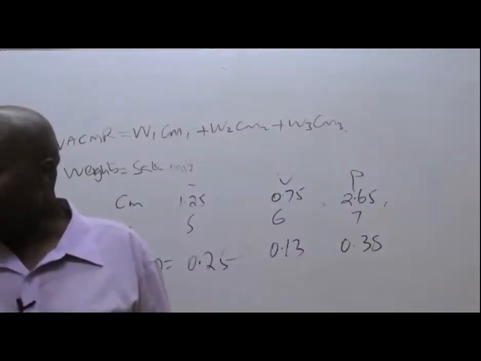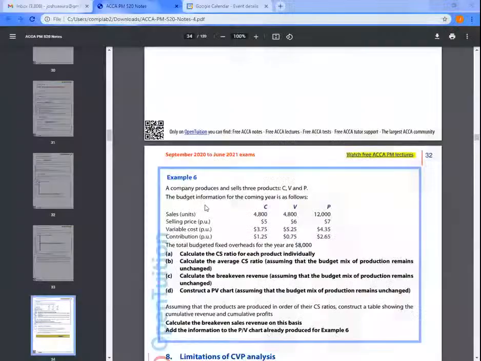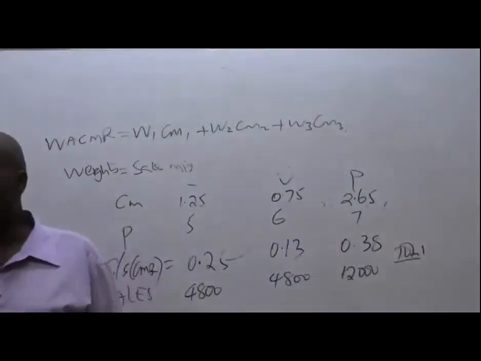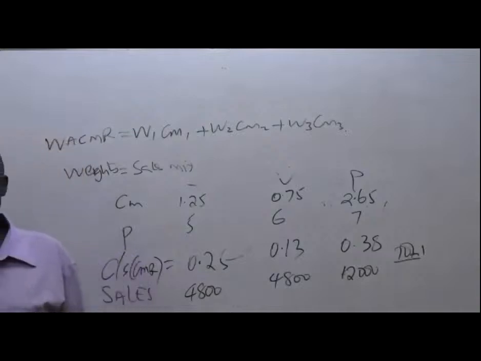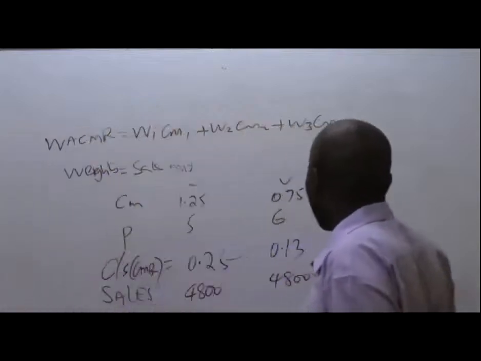So for us to be able to get the weights, I'm able to see the sales units up there. I'm able to see 4,800 here. I'm able to see 12,000 as well. So could you kindly give us the total? Please give me the total because I would want the weights, the sales proportions. So somebody gives me 21,600.